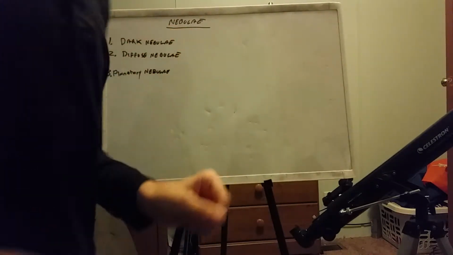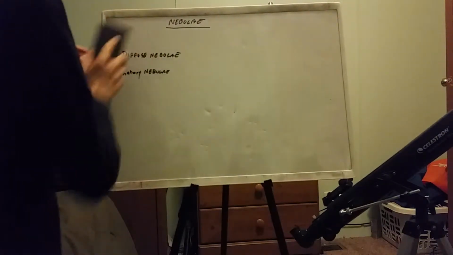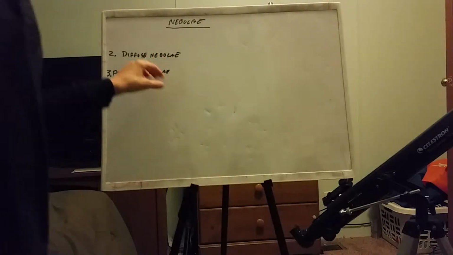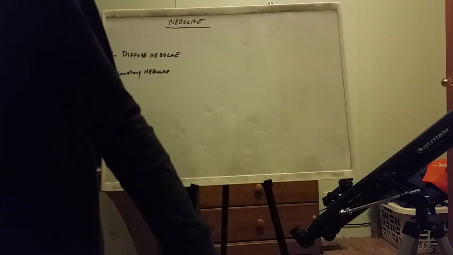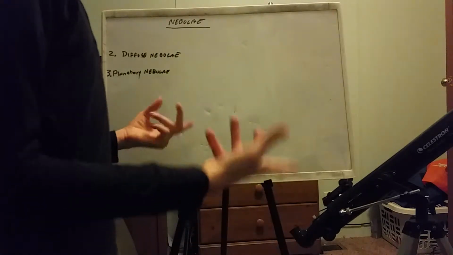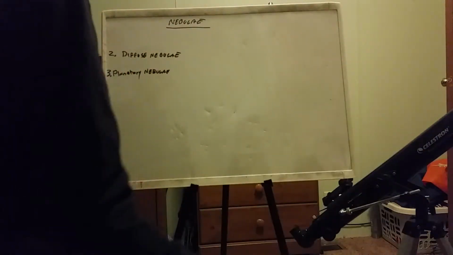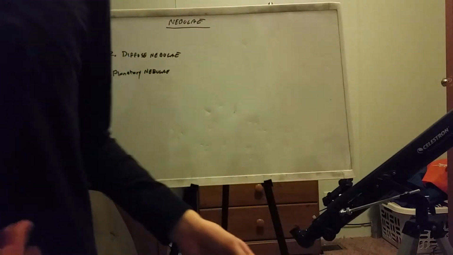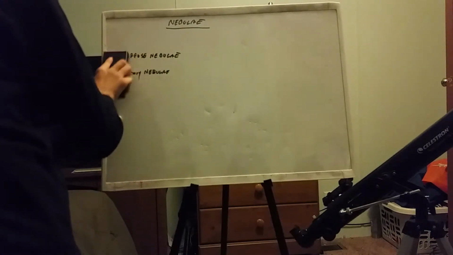I'm going to erase the dark nebula now because we went over that. Now we're going to talk about diffuse nebulae. A diffuse nebula is a nebula that has no well-defined boundaries, and it's so extended. I don't have any pictures, but if you can look some up, you'll get what I mean. It's so expanded, it doesn't really have a boundary to it, like some of the other ones do. That's what a diffuse nebula is.